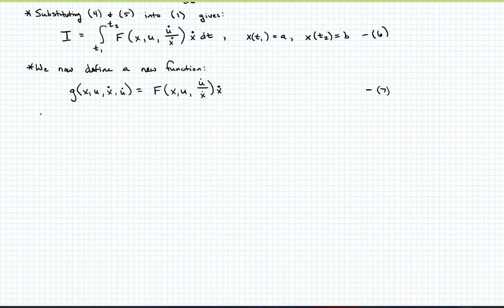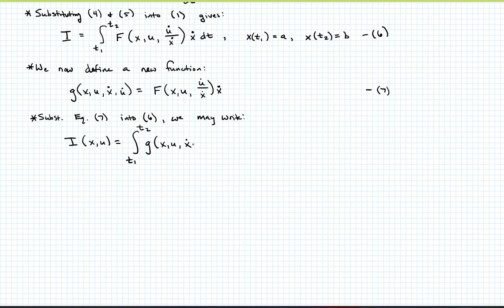So substituting equation 7 into equation 6, we can rewrite the functional as follows. So now we have a functional I that's a function of two dependent variables, x and u, and it's going to be equal to the integral from t1 to t2 of g of x, u, x dot, and u dot, dt. Okay, let's call that equation 8.